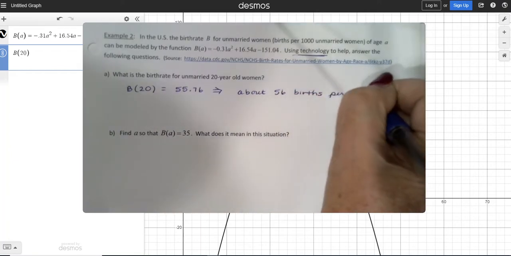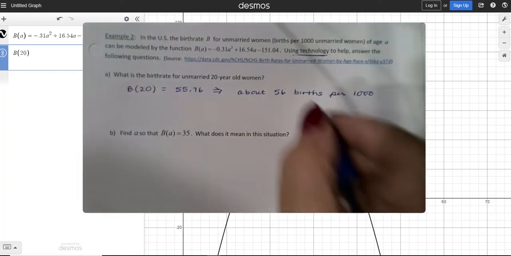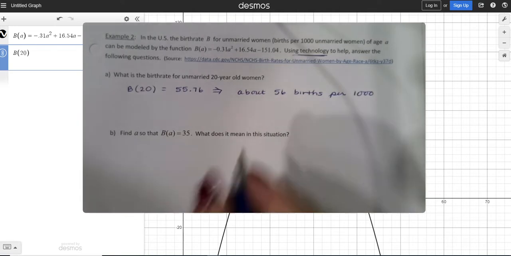So it's not a percentage. That would be a really high percentage, right? It's not per 100, it's per 1,000.